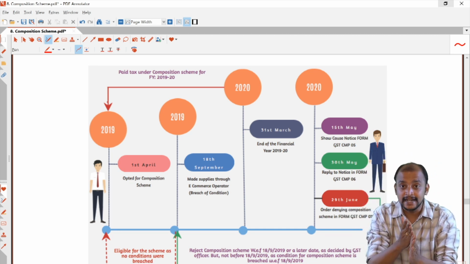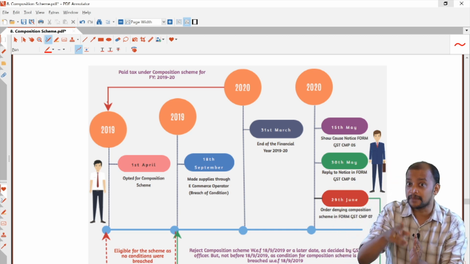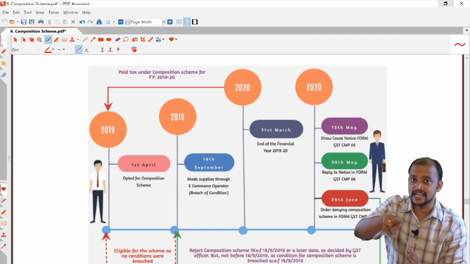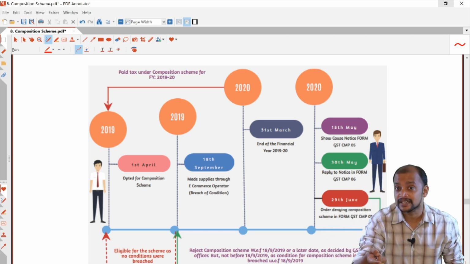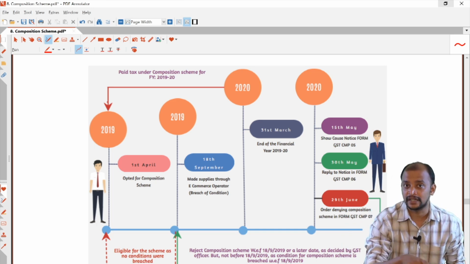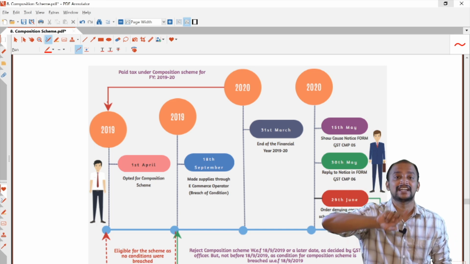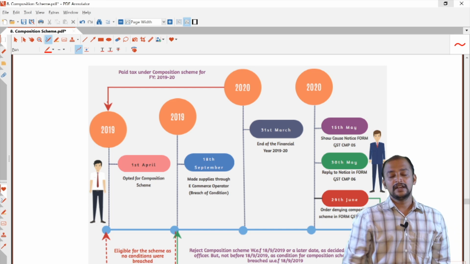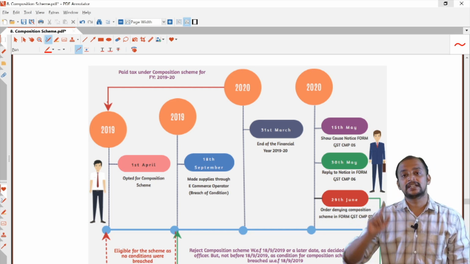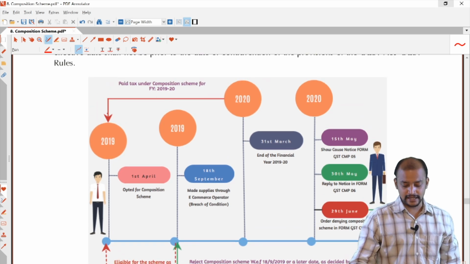Now, after 18 September till 31st March, you paid tax under the composition scheme, but you should have paid tax under the normal scheme. So they can pass an order cancelling the composition scheme from 18 September 2019. For that period you already paid some tax under the composition scheme, so the differential tax they can recover from you by issuing a show cause notice. That show cause notice for recovery will be under section 73 or 74. So that is this illustration.